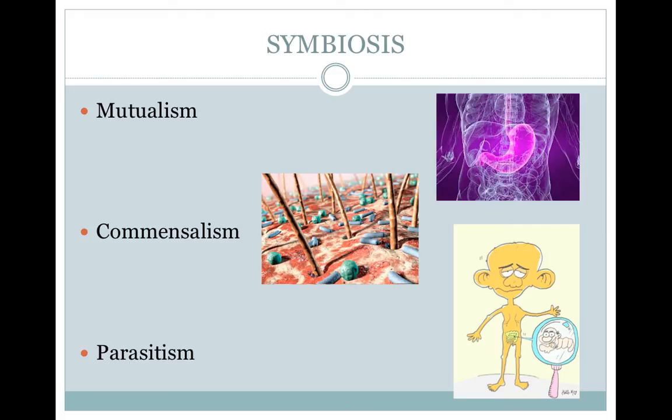Mutualism is when the host and the symbiont benefit. For example, the bacteria that live in intestines. Commensalism is when one of the 2 benefits and the other is unaffected. For example, we have bacteria that live on our skin. They consume dead skin cells and oil secreted by our oil glands. We are not affected by them.